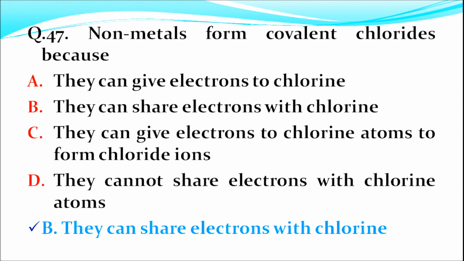Next question. Non-metals form covalent chlorides because option A, they can give electrons to chlorine. Option B, they can share electrons with chlorine. Option C, they can give electrons to chlorine atom to form chloride ions. Option D, they cannot share electrons with chlorine atoms. Correct answer is option B. Non-metals form covalent chlorides because they can share electrons with chlorine.